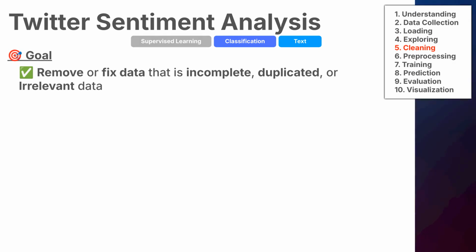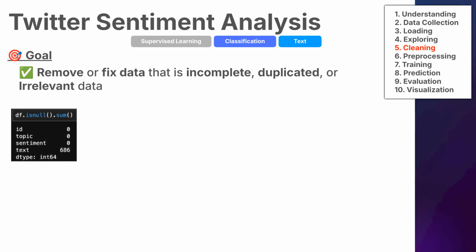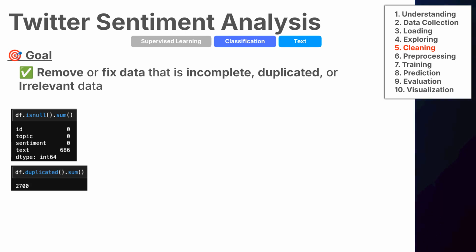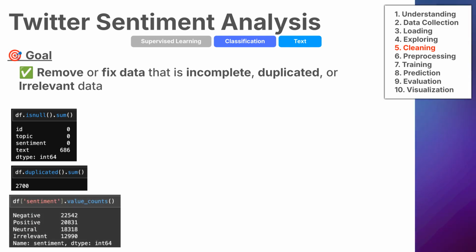5. Cleaning. The goal of data cleaning is to remove or fix data that is incomplete, duplicated, or not useful. This ensures that the dataset is clean and reliable before feeding it into a machine learning model. From the exploration step, we discovered that the dataset contains 3 key issues. Missing values in the text column, specifically 686 tweets without any content. Duplicate rows, a total of 2,700 rows are exact duplicates. Irrelevant sentiment labels.